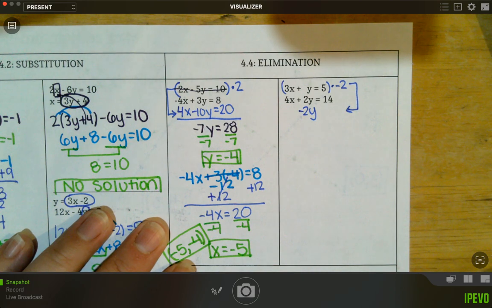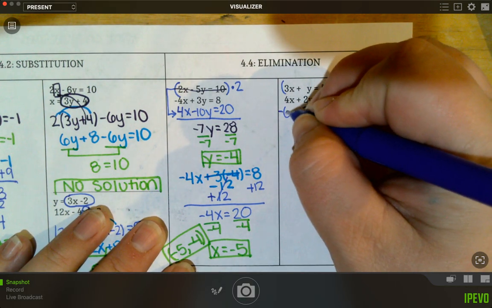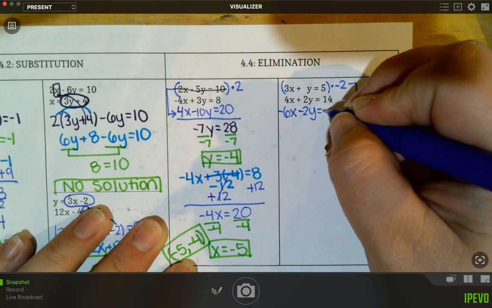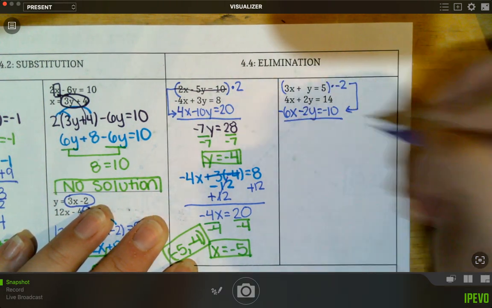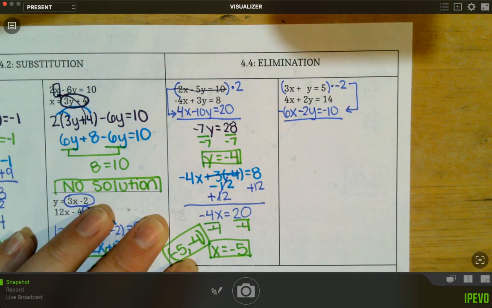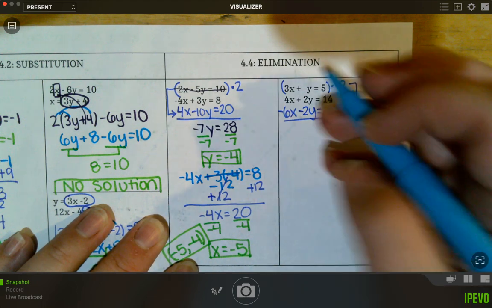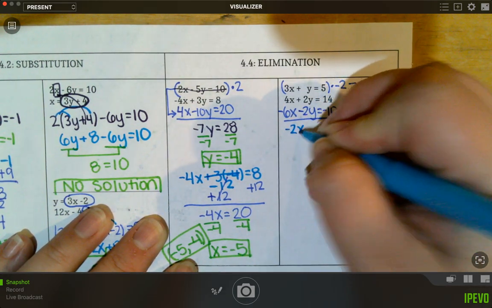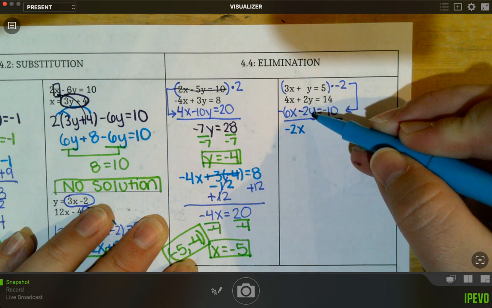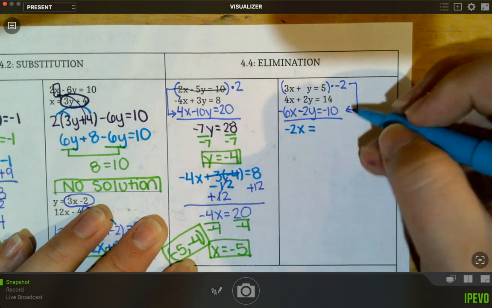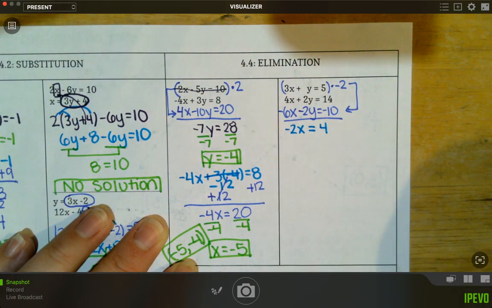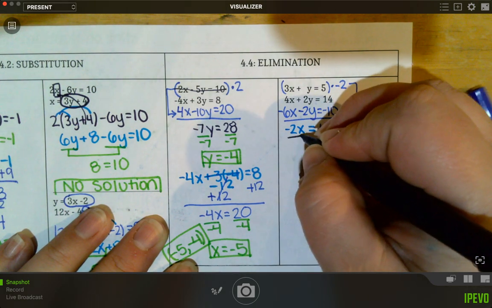Okay, 3 times -2 is -6x, and 5 times -2 is -10. And then we're going to add the bottom two equations together. So 4 minus 6 is -2x. 2y minus 2y is 0. Again, that's the point of elimination. And 14 minus 10 is 4. And then I'm going to divide by -2 on both sides.